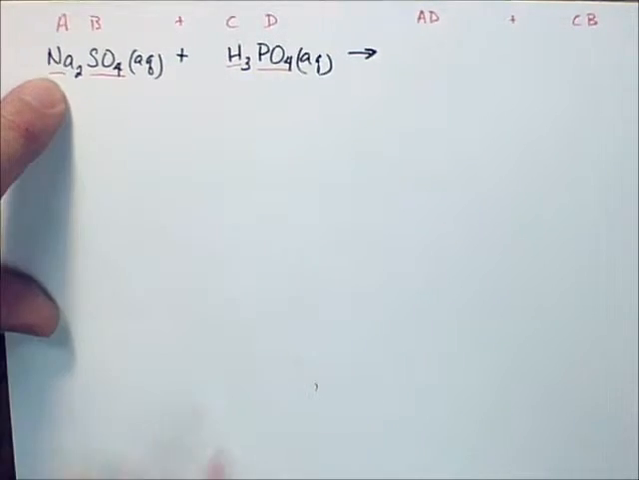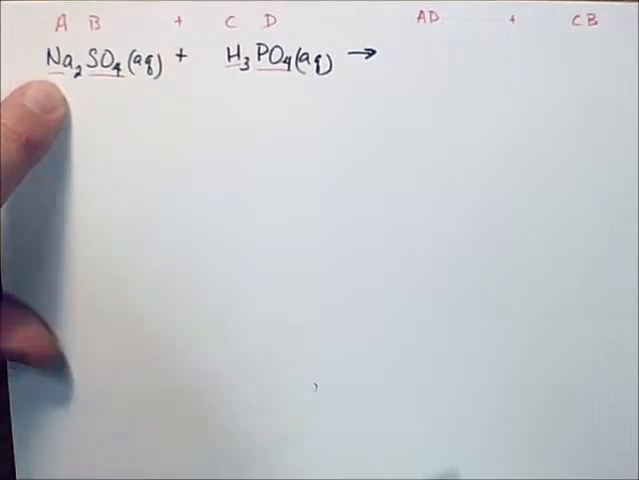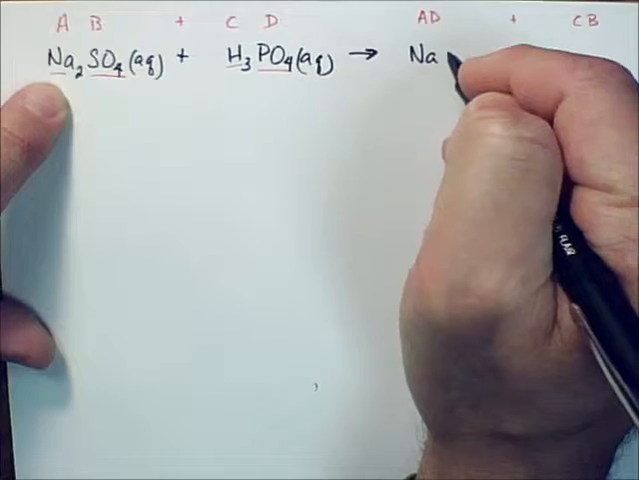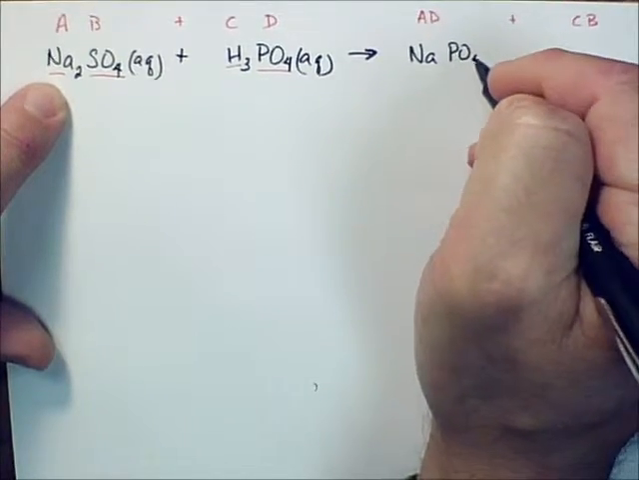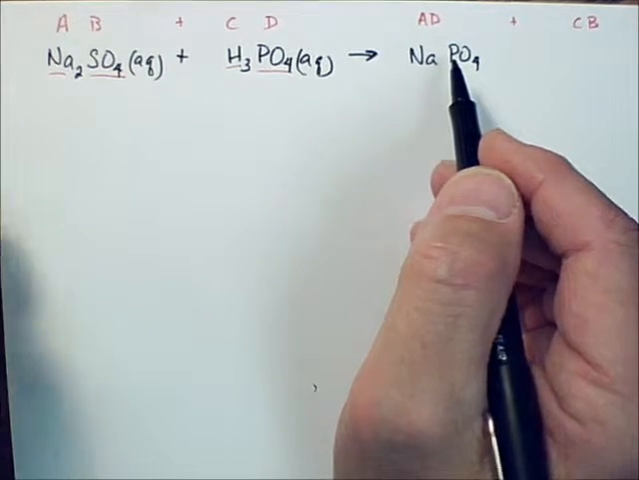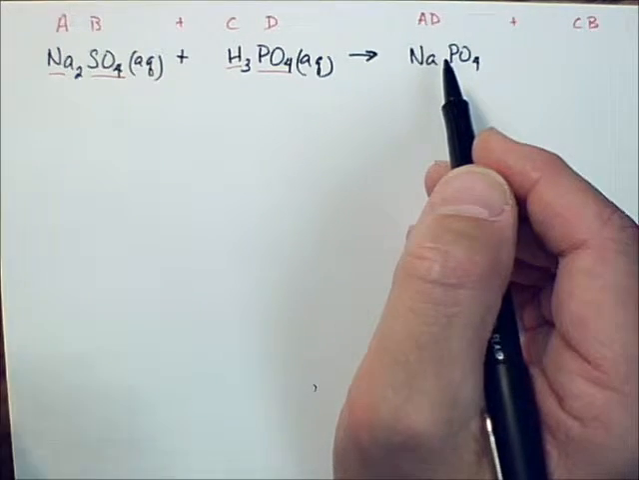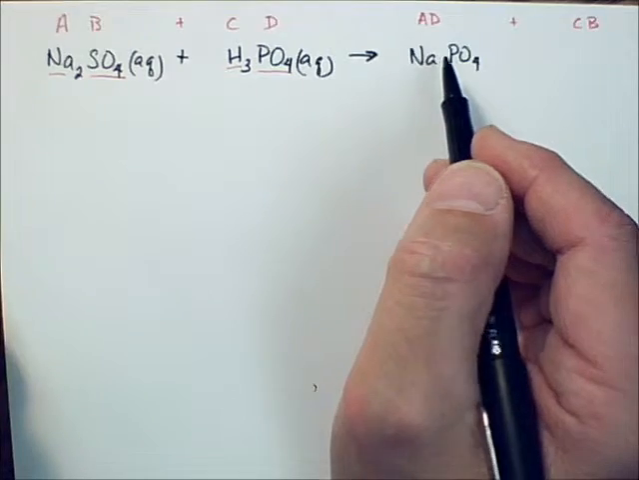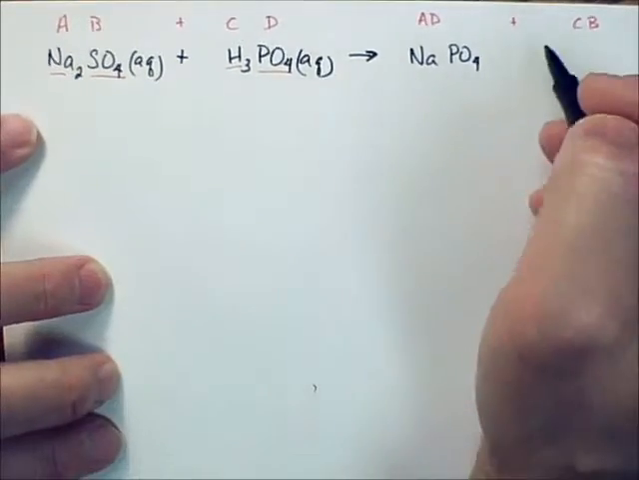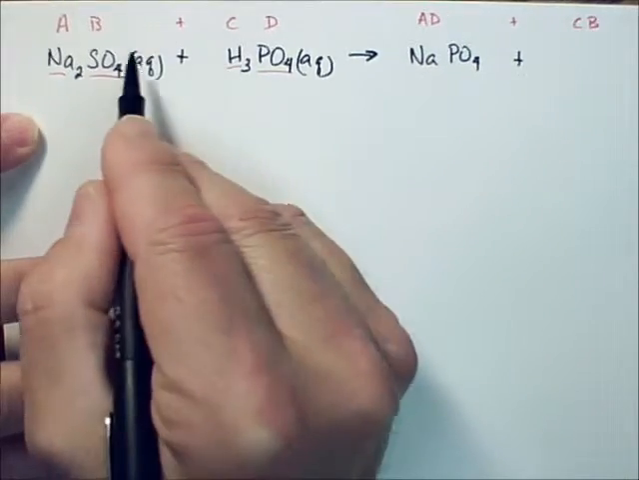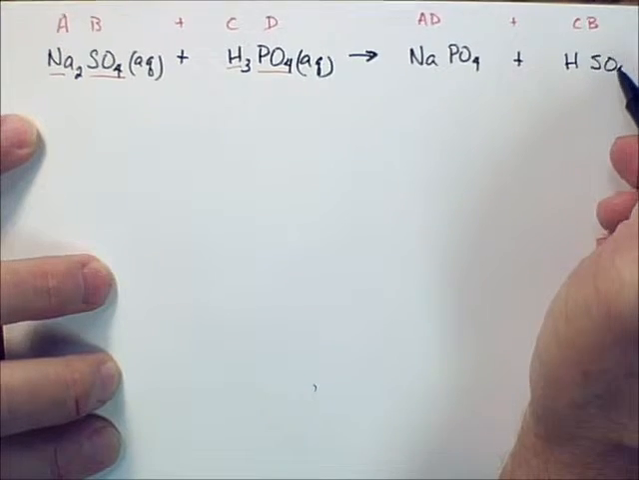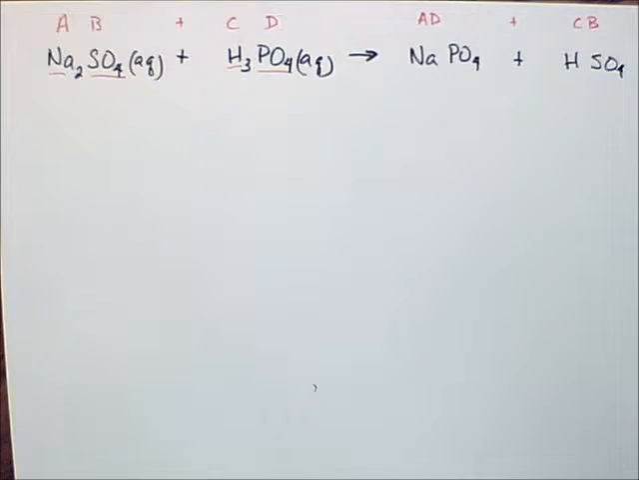So let's do that. Let's put A with D now. So we're going to put Na and PO4 together. But I haven't balanced the formula. I'm going to wait to balance the formula until I find out if I have a driving force. If I don't have a driving force, I won't even need to balance the formulas or the equation. So now we're going to put together the H with the SO4. Same here. I'm not going to balance this formula until I find out if I have a driving force.